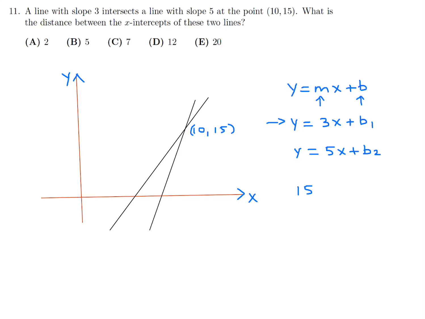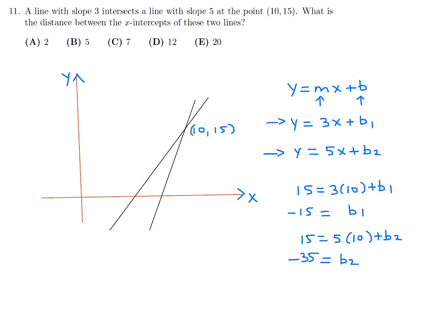When y is 15, x is 10, and therefore b1 looks like 15 minus 30, which is minus 15. And then similarly, plug into that one, and we get when y is 15, x is 10, so we have 15 minus 50, which is minus 35, is b2. All right, so our equations basically become y equals 3x minus 15, and y equals 5x minus 35.